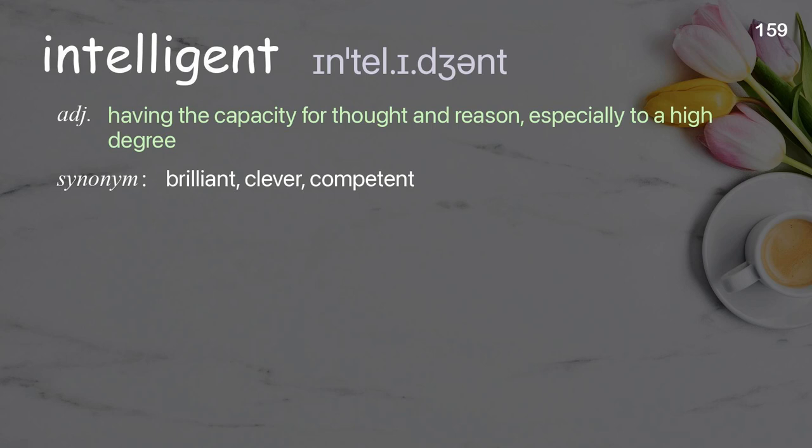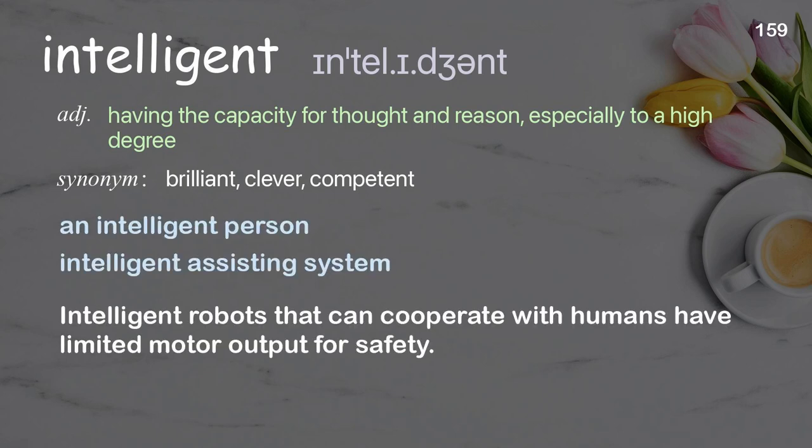Intelligent: having the capacity for thought and reason, especially to a high degree. Examples: an intelligent person. Intelligent assisting system. Intelligent robots that can cooperate with humans have limited motor output for safety.